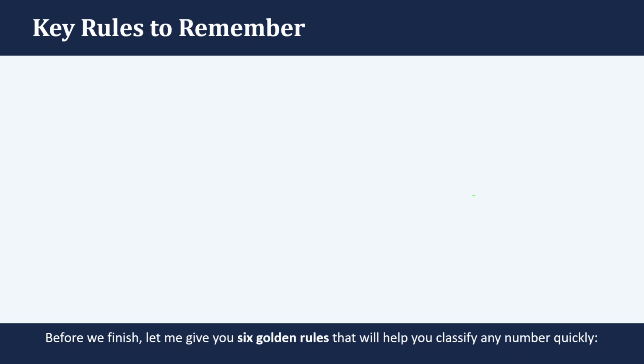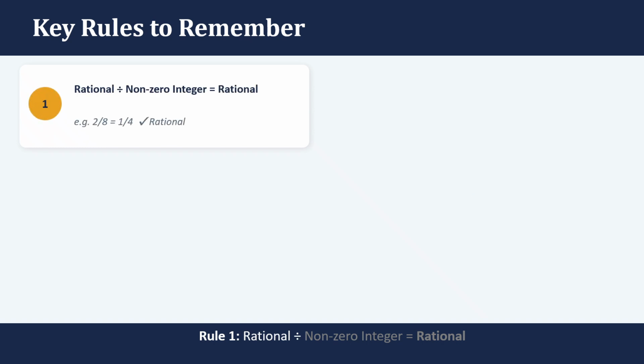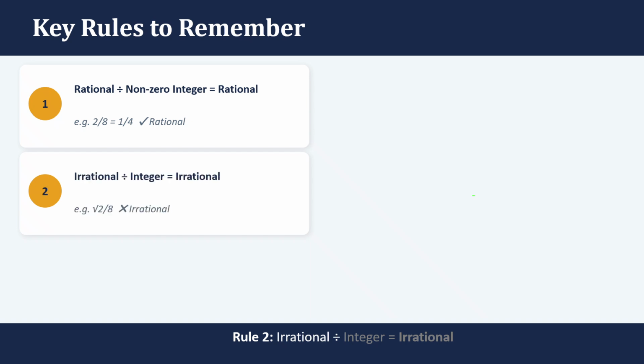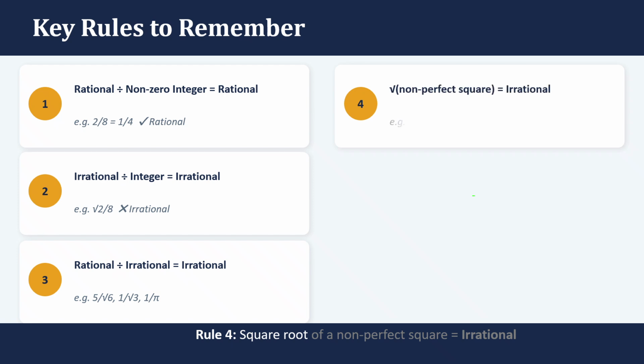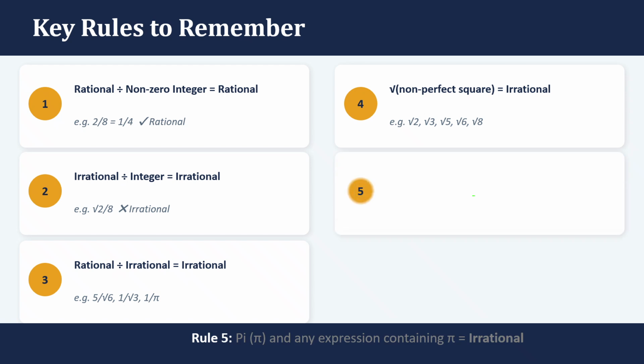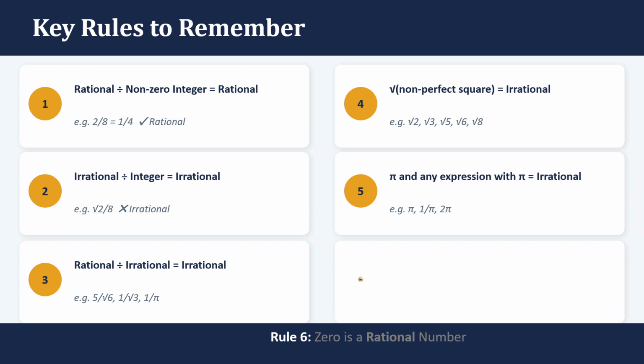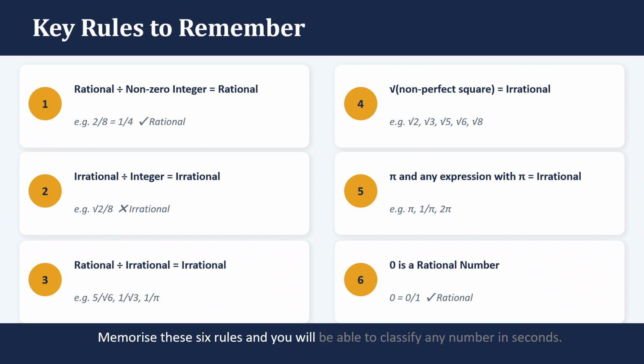Rule 1. Rational divided by non-zero integer equals rational. Rule 2. Irrational divided by integer equals irrational. Rule 3. Rational divided by irrational equals irrational. Rule 4. Square root of a non-perfect square equals irrational. Rule 5. Pi and any expression containing pi equals irrational. Rule 6. 0 is a rational number. Memorize these 6 rules, and you will be able to classify any number in seconds.